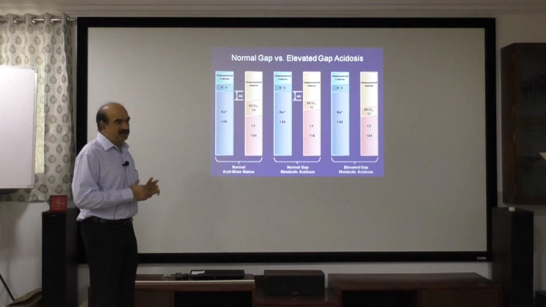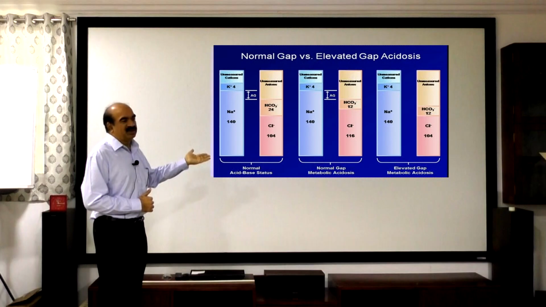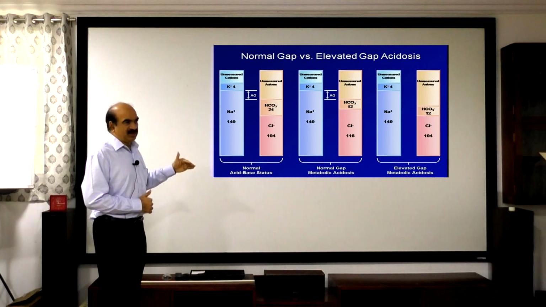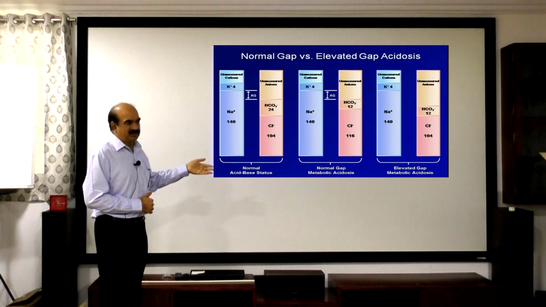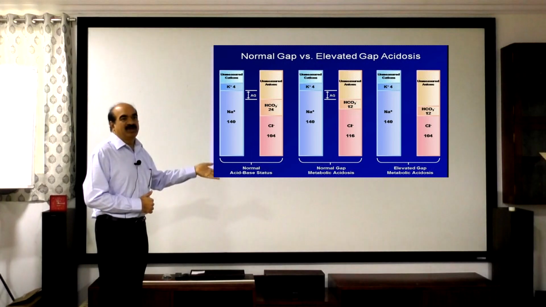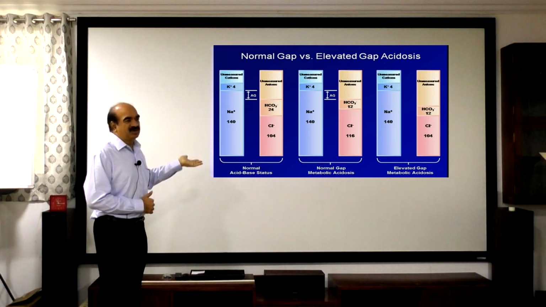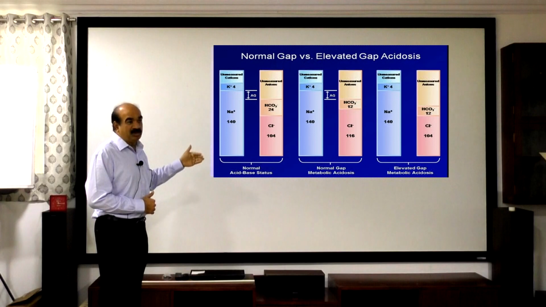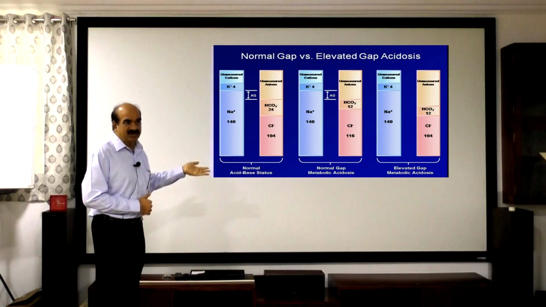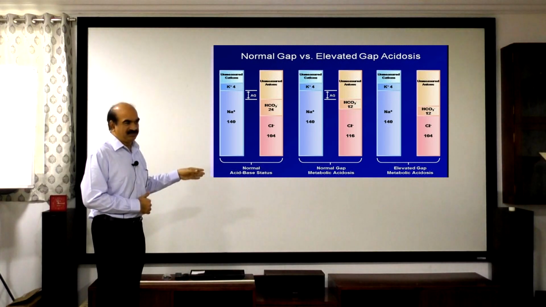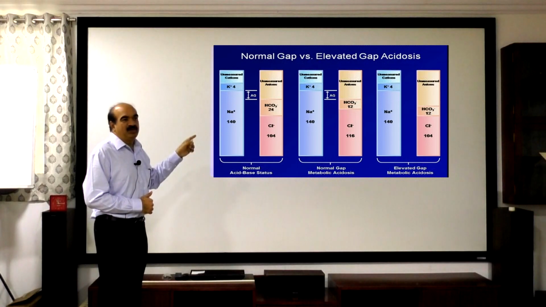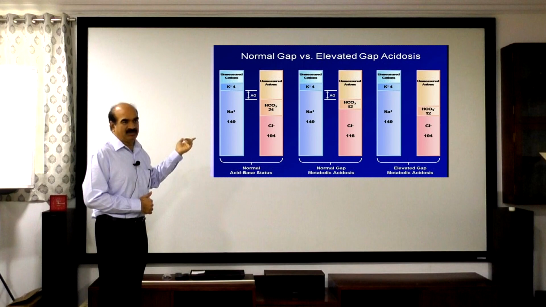We should remember two important causes: one is diarrhea and the second is renal tubular acidosis. In diarrhea, there will be loss of bicarbonate, compensated by an increase in chloride levels. Then there will be metabolic acidosis because of loss of bicarbonate, and the anion gap will be normal. Normal means 8 to 12 milliequivalents per liter.